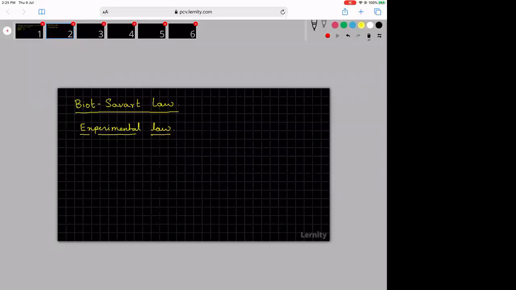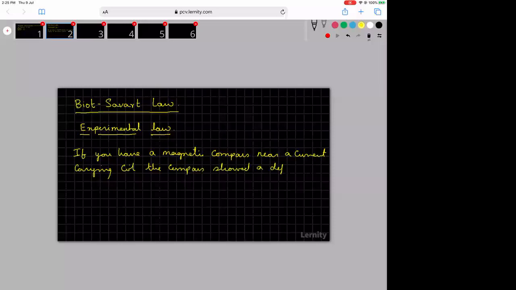What is it that we are going to read here? The basic concept here is that if you have a magnetic compass near a current carrying coil, the compass showed a deflection. This was something which was observed by Ørsted, and this is what is the next thing that we are going to learn.